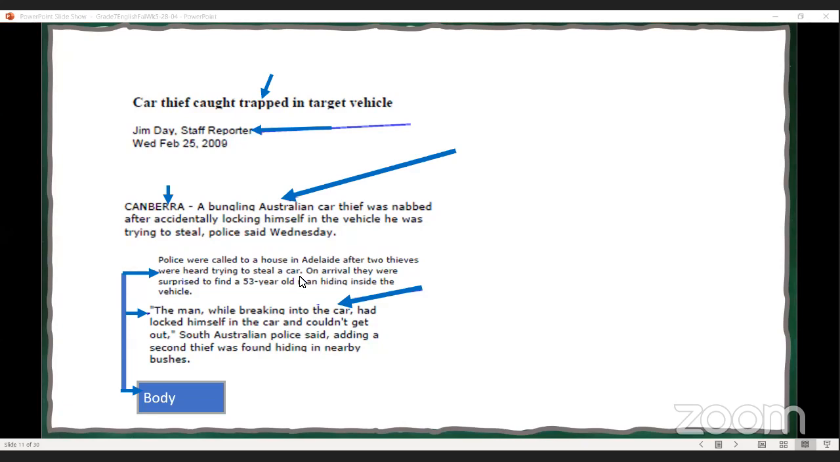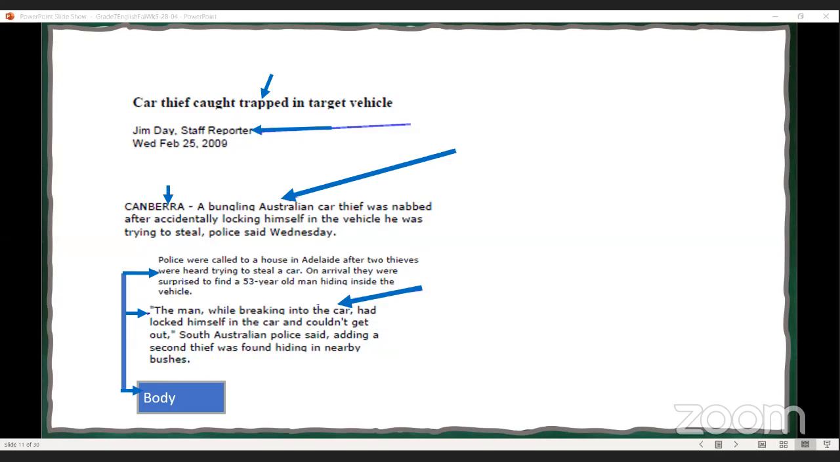Canberra is a place in Australia. In Adelaide, Australia. On arrival, they were surprised to find a 53-year-old man hiding inside the vehicle. The man, while breaking into the car, had locked himself in the car and couldn't get out, South Australian police said. Adding, a second thief was found hiding in nearby bushes.